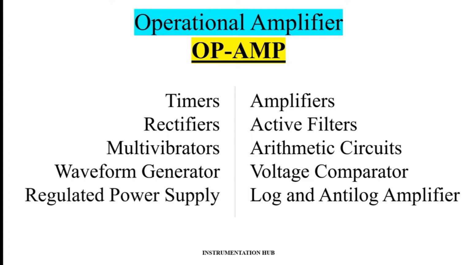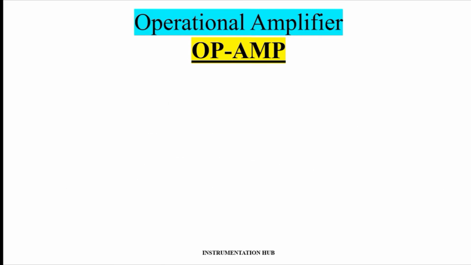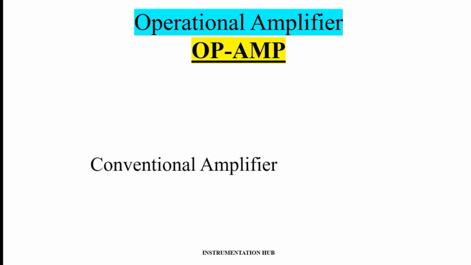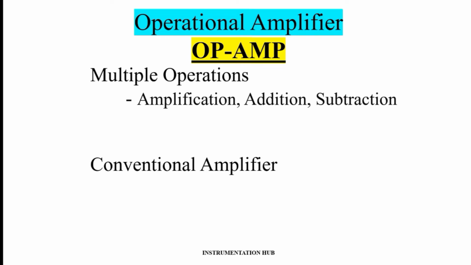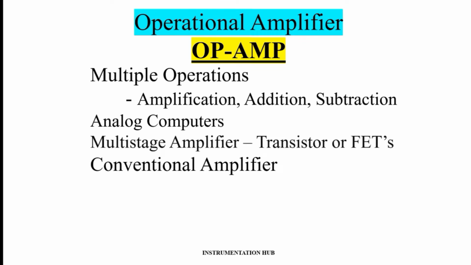Now let's understand why it is called an operational amplifier. An amplifier which could be connected in various configurations to perform a variety of operations such as amplification, addition, subtraction, differentiation, integration. Hence, the name operational amplifier. During the initial days, OPAMPs were extensively used in analog computers. OPAMP is basically a multi-stage amplifier which uses a number of amplifier stages interconnected with each other into a complicated circuit.